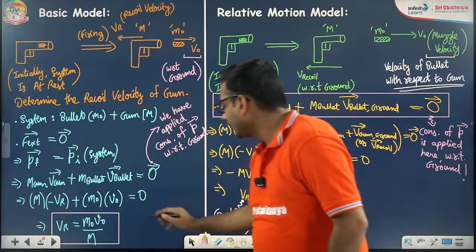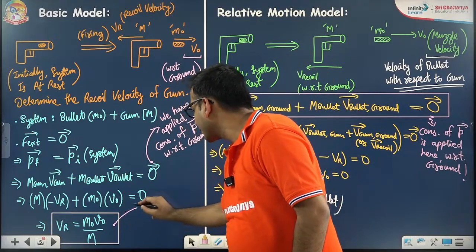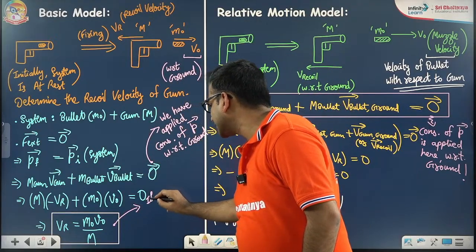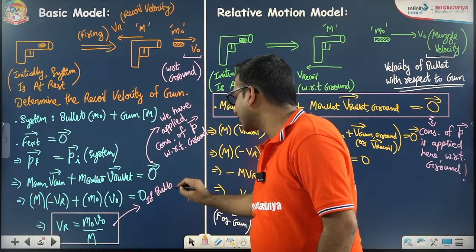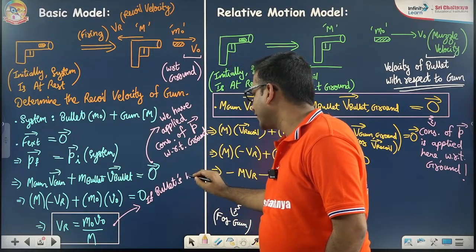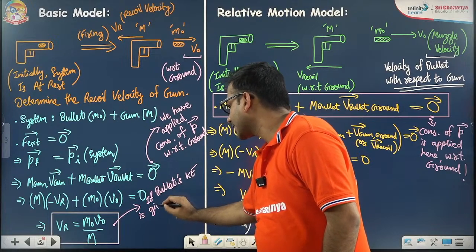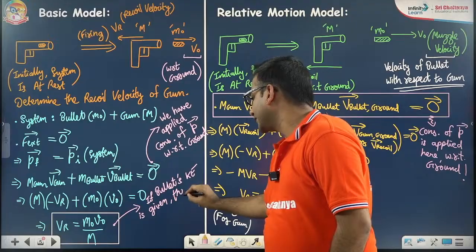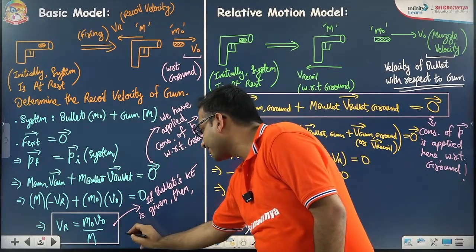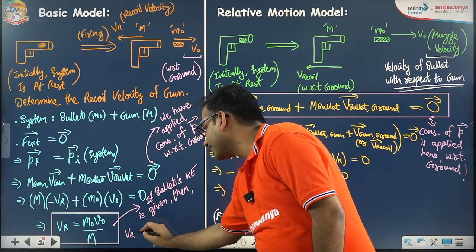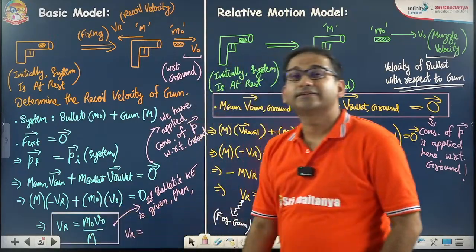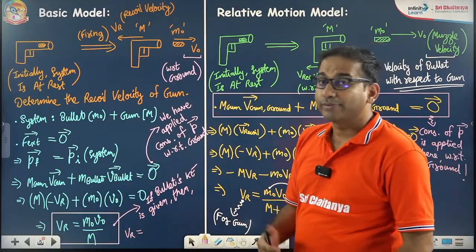If in this case the bullet's kinetic energy is given, then the final answer can be in this way. The recoil velocity, this M0 V0 is nothing but the momentum of the bullet.